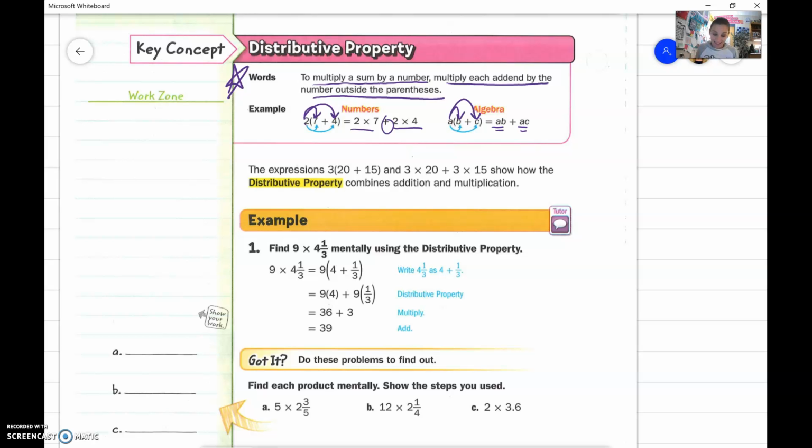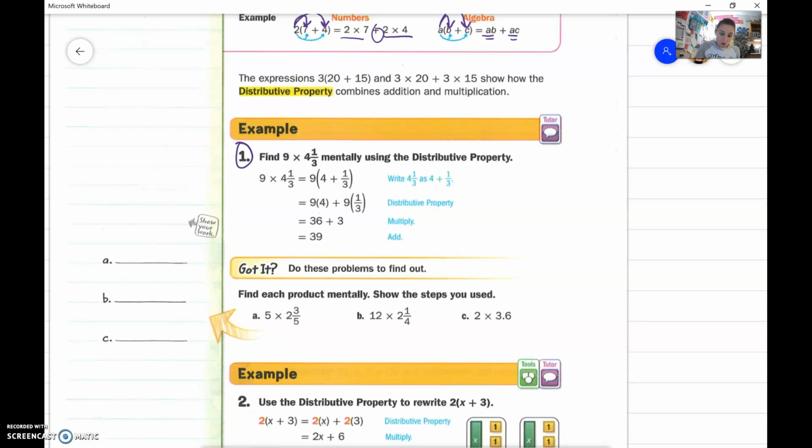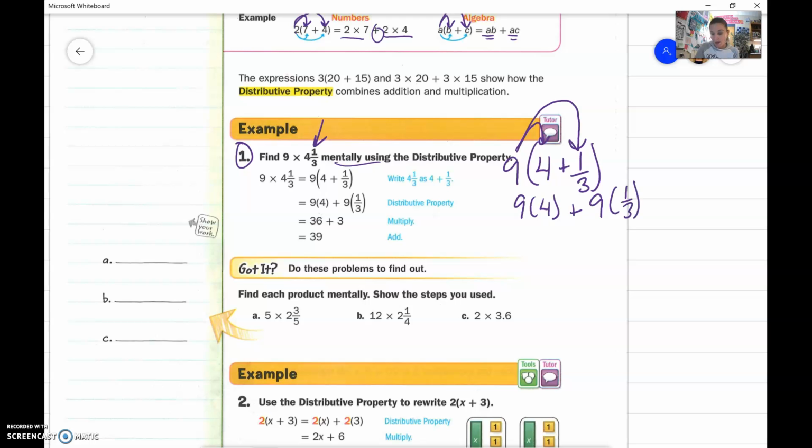Okay? So let's take a look at this example right here. Okay, it says 9 times 4 1/3. So we want to try to do this mentally using the distributive property. What we're going to do is we are going to break down that number of 4 1/3 into a fraction and a whole number. So what really happens is I'm going to do 4 plus 1/3, and I'm going to multiply those by 9. Okay, so now what does that really mean? That means that I'm taking 9 times 4 plus 9 times 1/3.